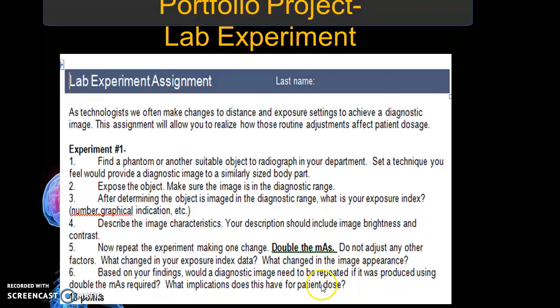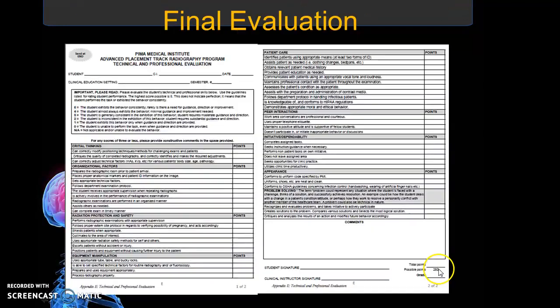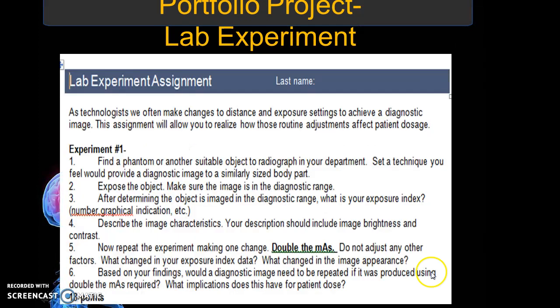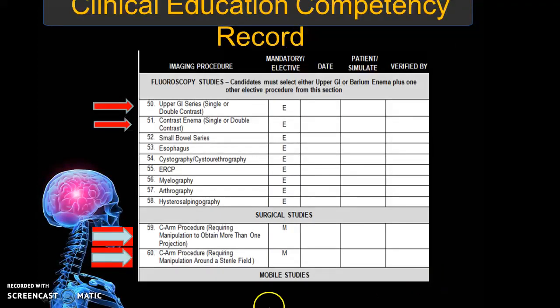The next part is your portfolio assignment, and I will be going over that in detail in the next video because I don't quite have time to go over that. But anyway, just to reiterate, an upper GI plus one more fluoroscopic exam is required. You may not simulate the upper GI or barium enema.